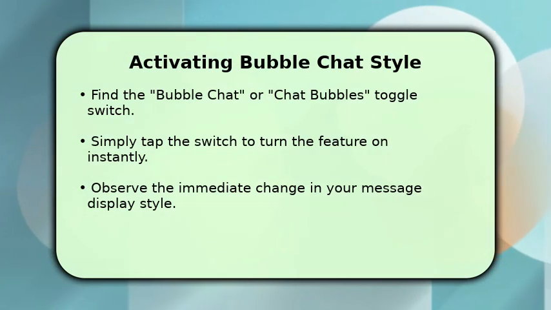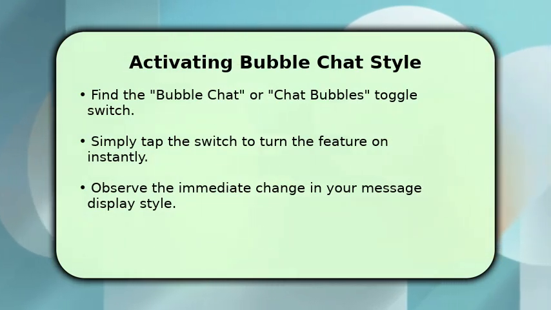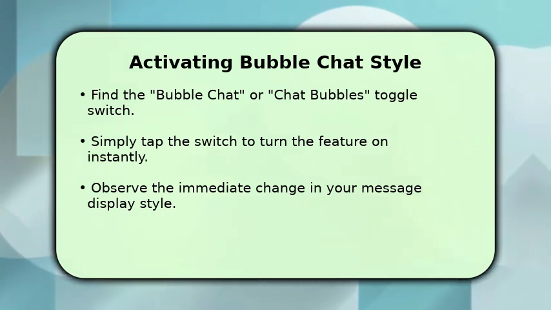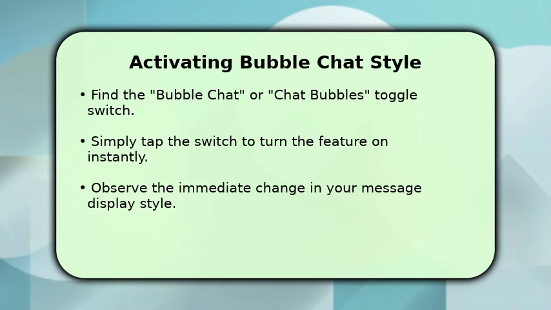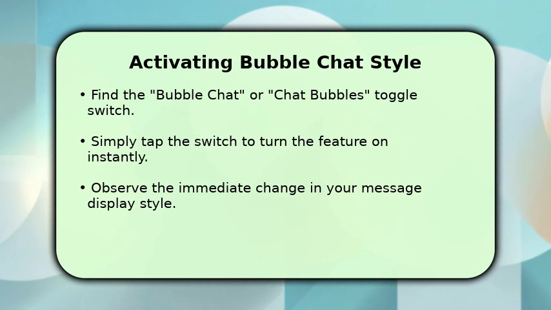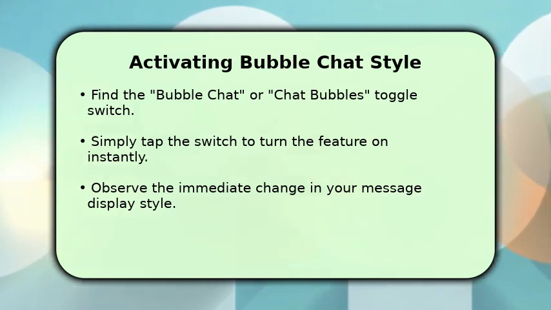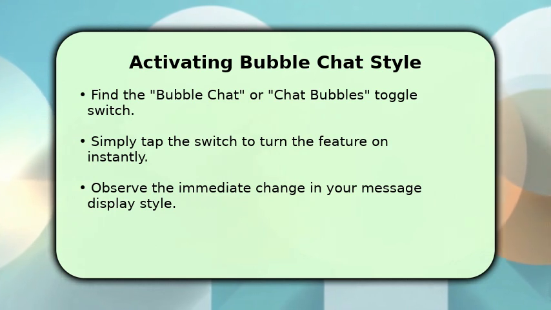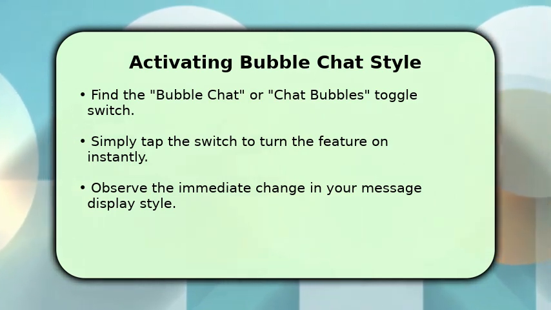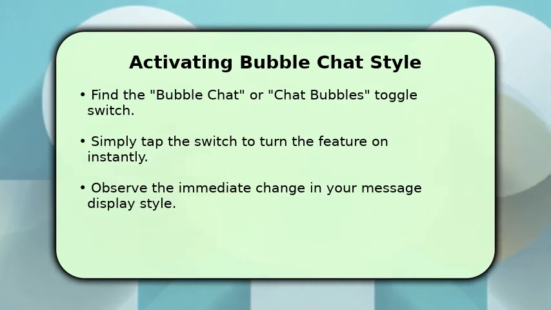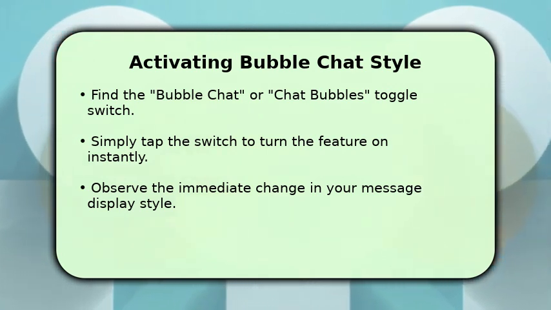With your chat settings open, finding the Bubble Chat option is usually very easy. Look for a clear label like Bubble Chat or Chat Bubbles, often accompanied by a toggle switch. A single tap on this switch will activate the feature. You'll notice an immediate visual change in how your messages are displayed, transforming them into distinct, colorful bubbles. This instant feedback confirms the feature is now active, enhancing your conversations in a fun new way.